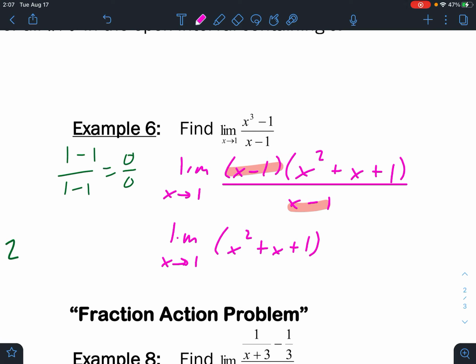And we're left with this expression, which we can now substitute 1 in, and we get 1 plus 1 plus 1, which is, of course, 3. So our limit is 3. And what does that mean? That on this graph, there's a point (1, 3). It's a hole in the graph.